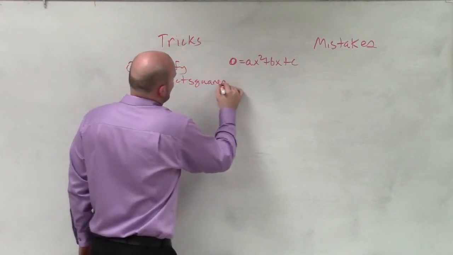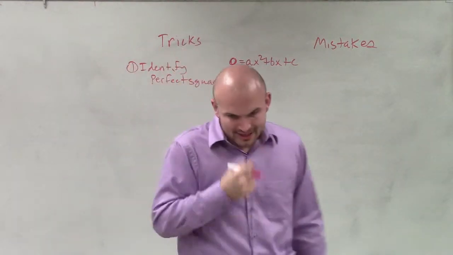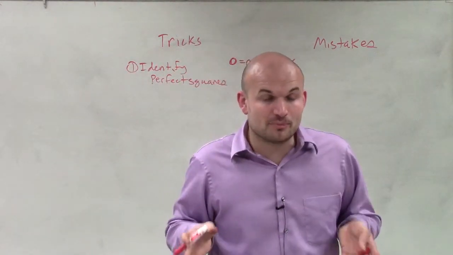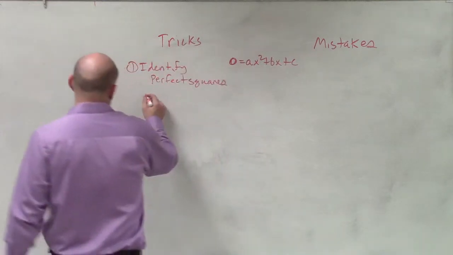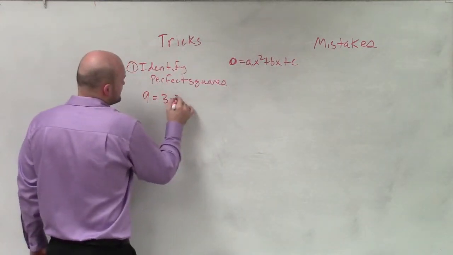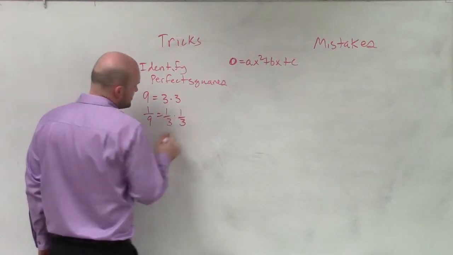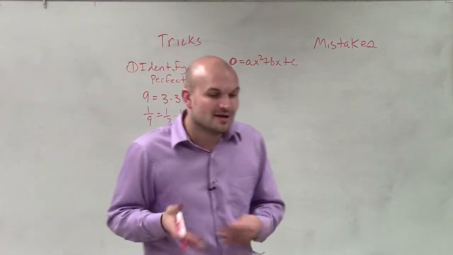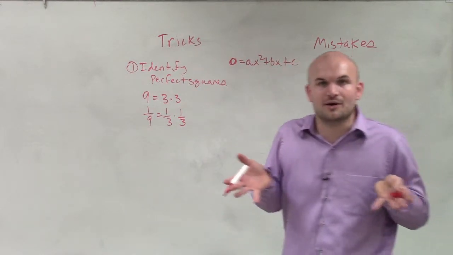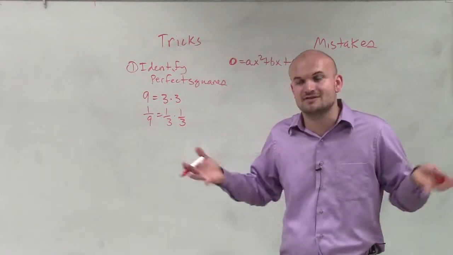What happens a lot of times in this problem is identifying your perfect squares, not only as far as 9 equaling 3 times 3, but also 1 over 9 equaling 1/3 times 1/3. So don't be scared of the fractions. We can still use fractions and rewrite them as a product of itself.